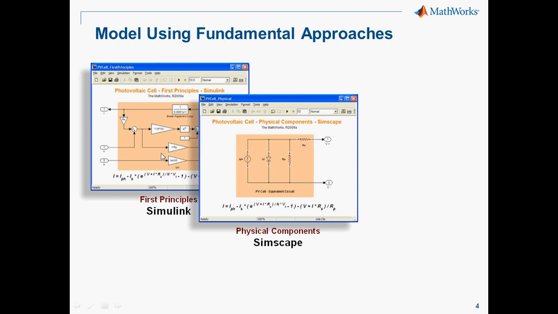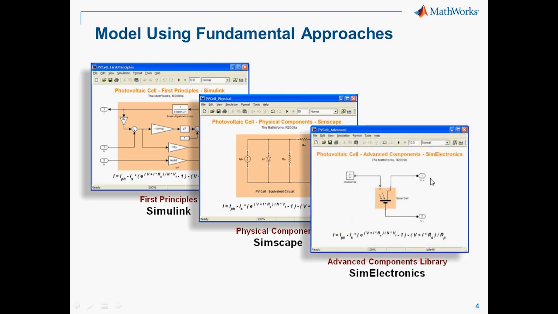Instead of having to deal with the mathematics, you just build the electrical circuit and the model becomes an equivalent system to what you would do with mathematics. Or going one step further, to our advanced components library, the product I'm showing is called SimElectronics. SimElectronics in its sources library already has a photovoltaic cell implemented. So in this case, all you would need to do is grab a block from the library, and there you go. You have your cell implemented.